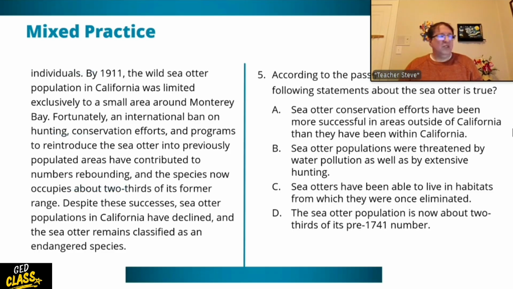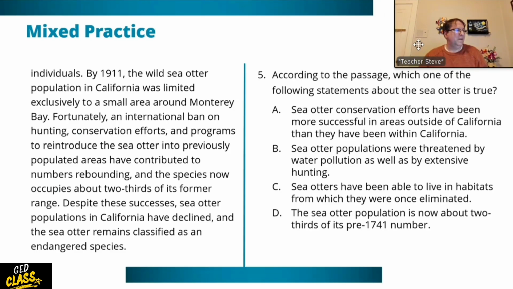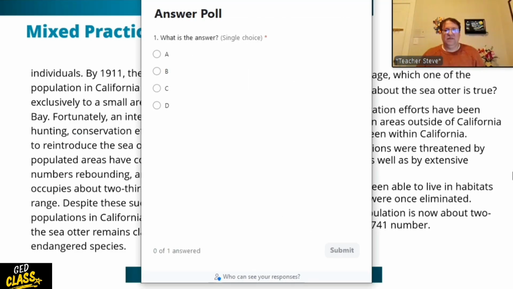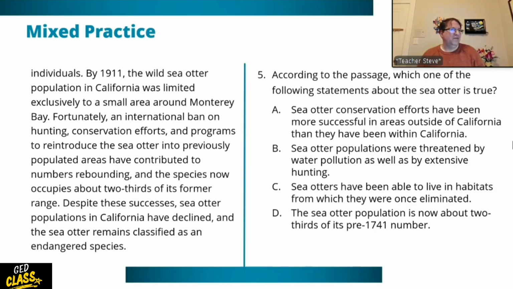So we're going to start with question number 5. According to the passage, which of the following statements about sea otters is true?